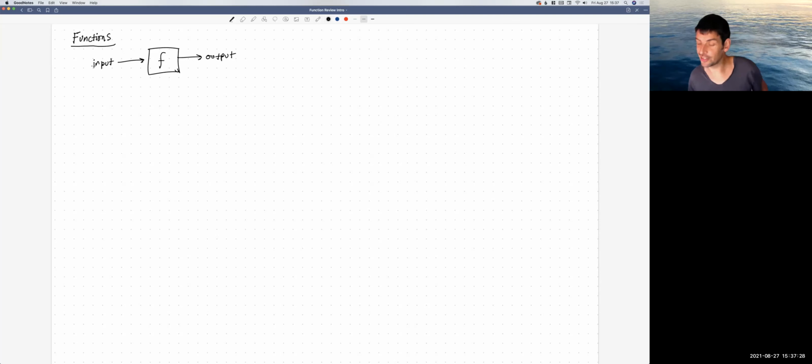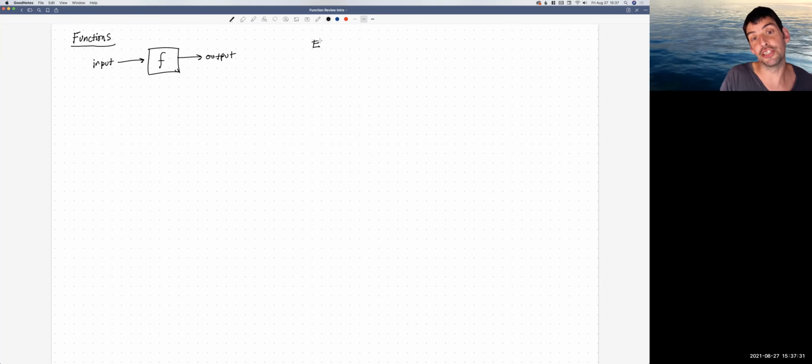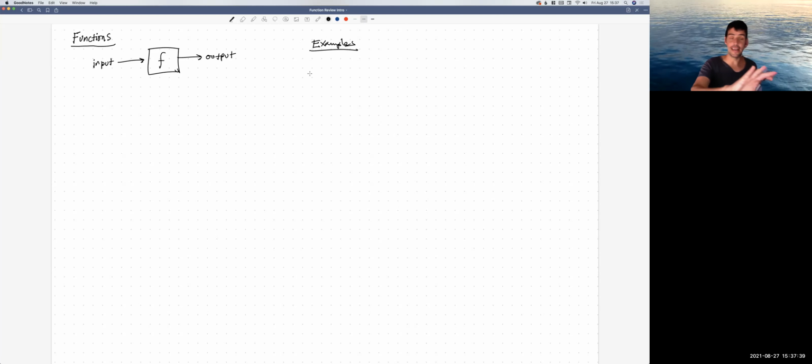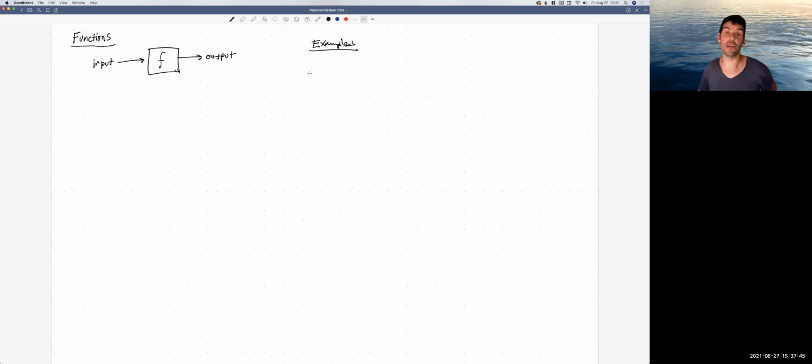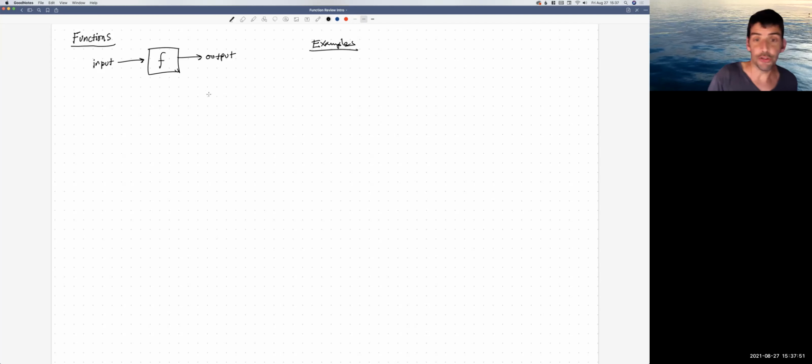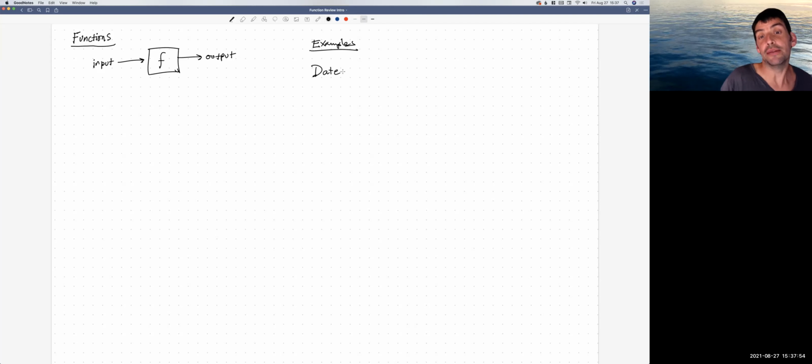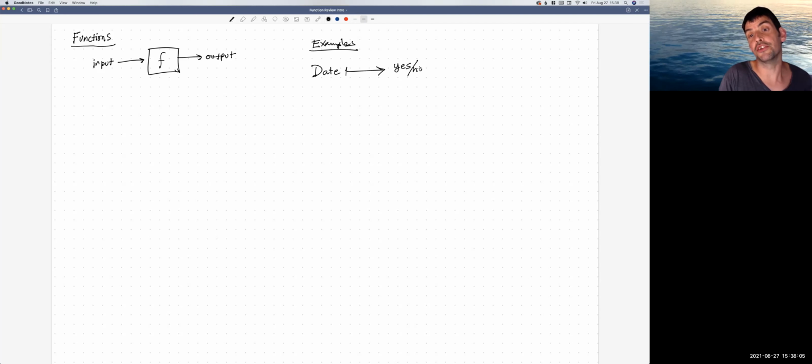Our function is consistent. Some examples of functions. I could set up a function, and this is what a function is. It's a thing that takes an input and gives us an output, and for each input it will only give us one output. Each time it will give us the same output. So we could have a function, for instance, where our input is the date and the function might just tell us, did it rain on that day? So the output would either be yes or no, rain on that date.